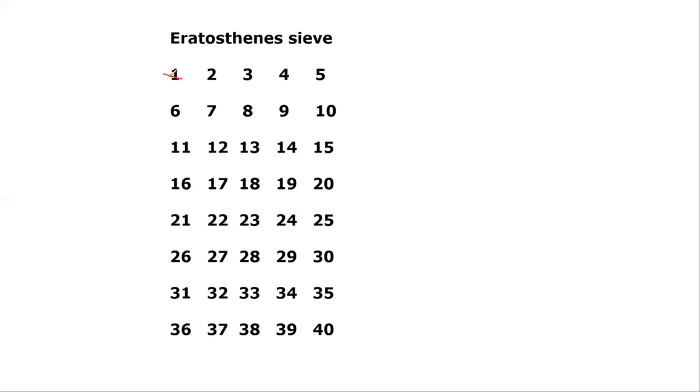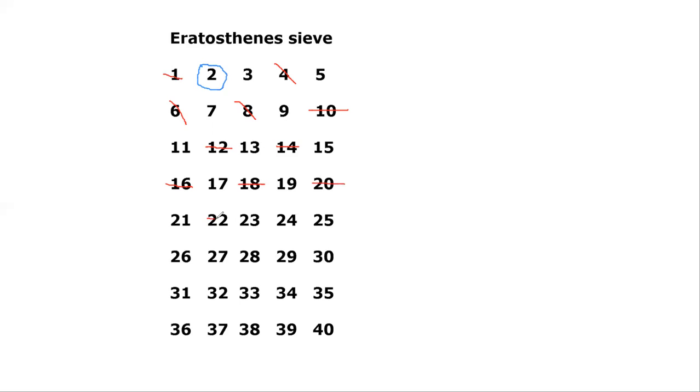The moment you cancel 1, you circle the next number that is not cancelled. So 2 happens to be our next number, and I have circled it. Then the next step is to cancel the multiples of 2. 3 is not a multiple of 2, so you will not cancel it. But 4 is a multiple of 2, so I have cancelled it. 6 I have cancelled. 8 I have cancelled. 10 I have cancelled. 12, 14, 16, 18 are multiples of 2.